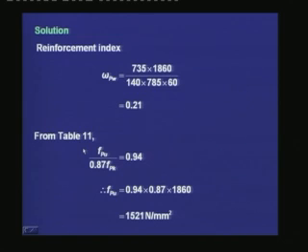Now, with this new value of omega Pw, we are going back to table 11 and we are calculating Fpu by 0.87 Fpk, which is 0.94, from which we are recalculating Fpu as 1521 Newton per millimeter square.